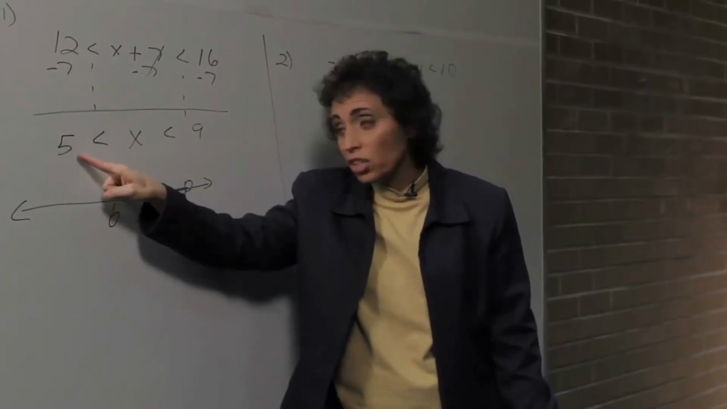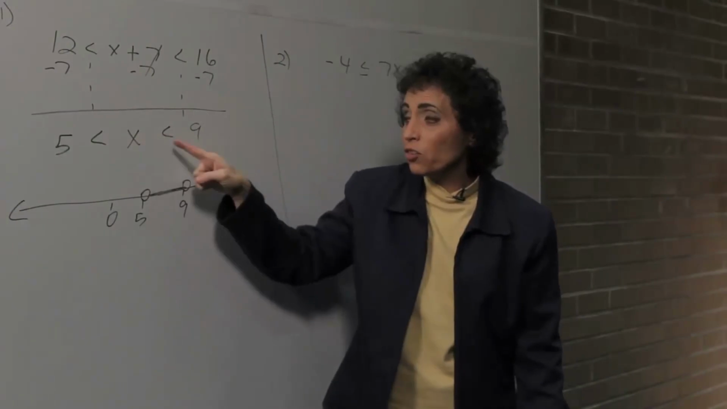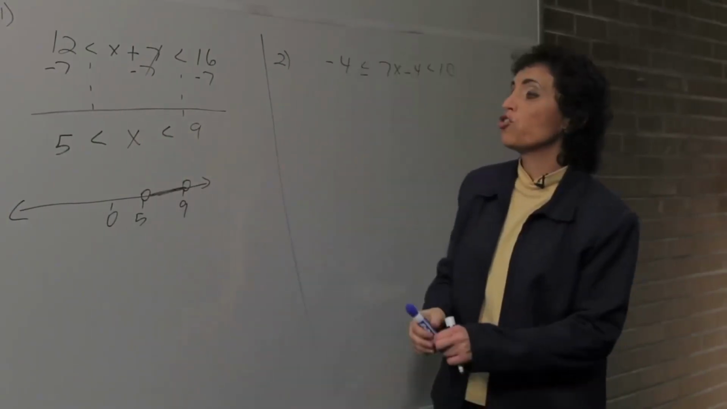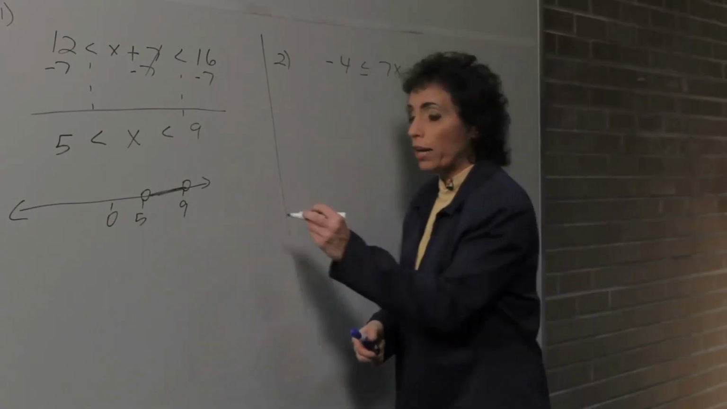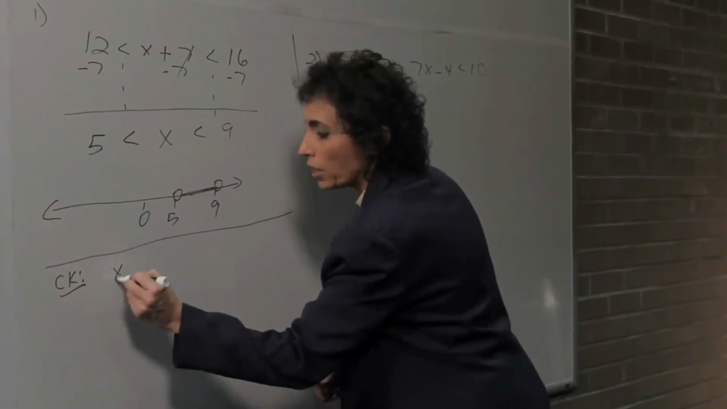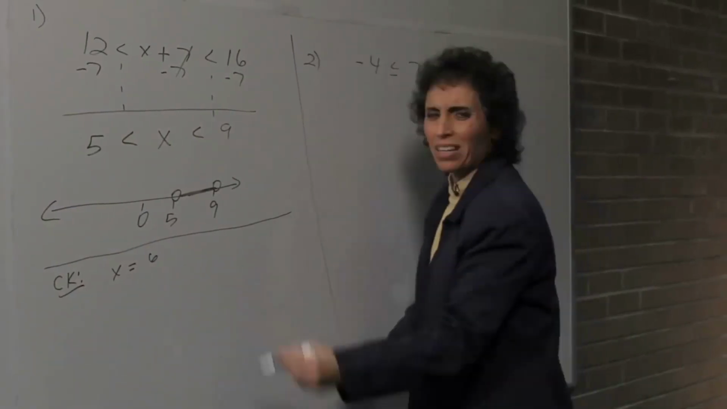All the real numbers between 5 and 9. I can't check 5 because it doesn't have equal to. Can't check 9 because it doesn't have equal to. I just have to pick a number between 5 and 9. Okay, so maybe like the number 7, or whatever. I'm going to check that for you rather quickly. Okay, so check x equals, I don't know, 6.